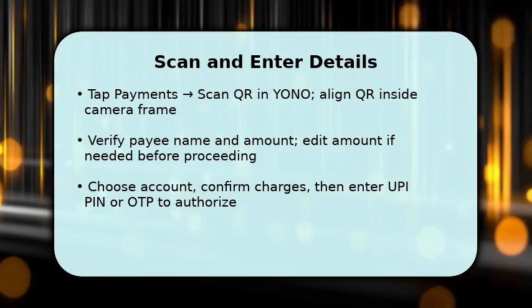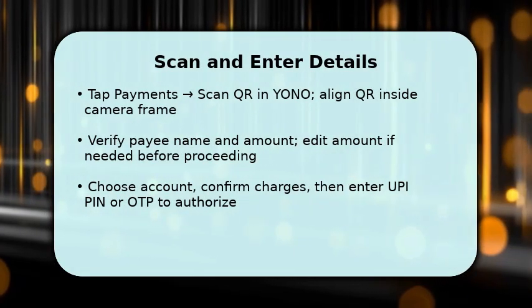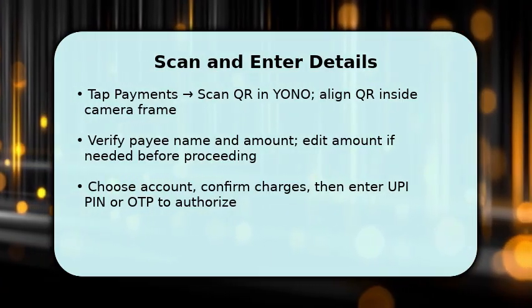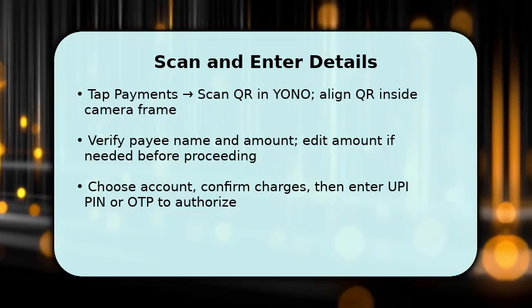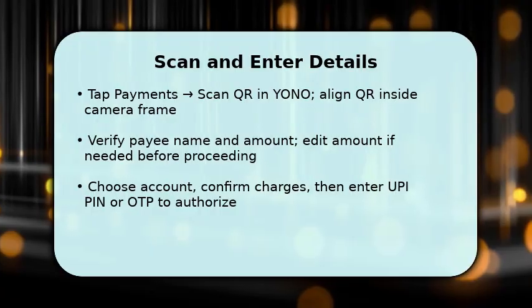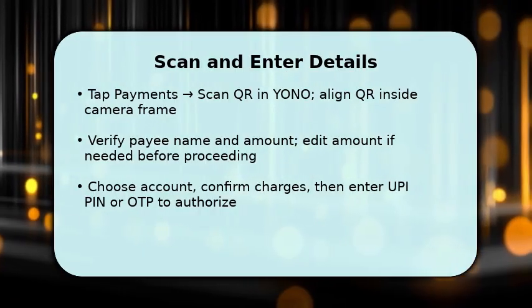You now tap Payments and choose Scan QR. Position the QR square inside the on-screen frame so the app reads it instantly. Once scanned, check the payee name and merchant details. This prevents misdirected transfers, and enter or adjust the payment amount if not prefilled.